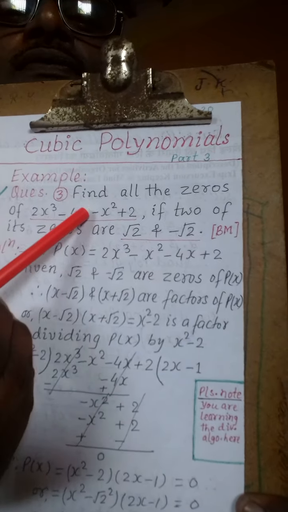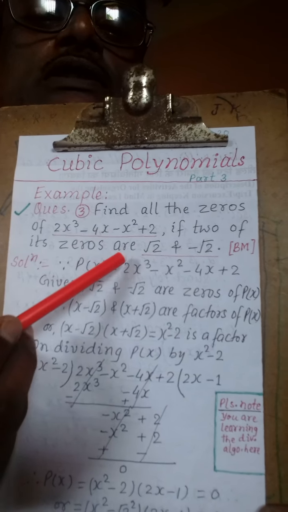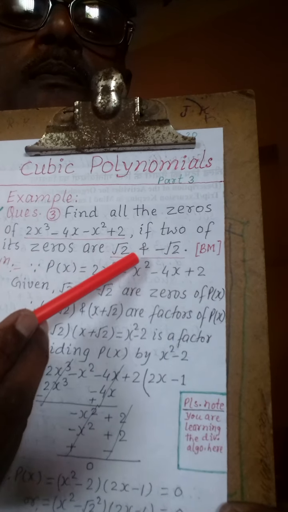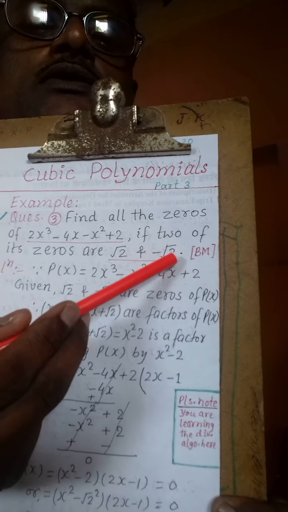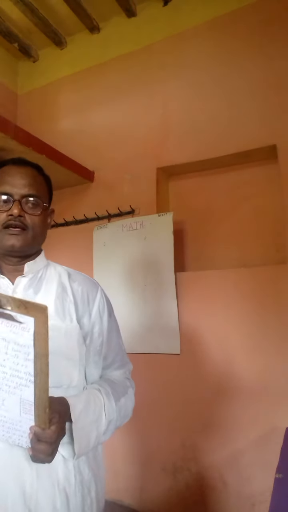The question is: find all the zeros of 2x cube minus x square minus 4x plus 2 if two of its zeros are root 2 and minus root 2. This is a board model question. And how can we solve this?